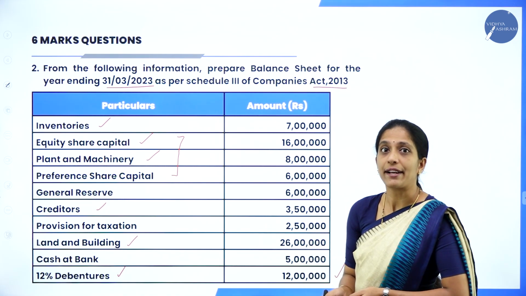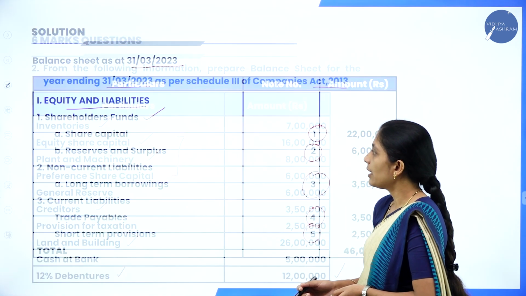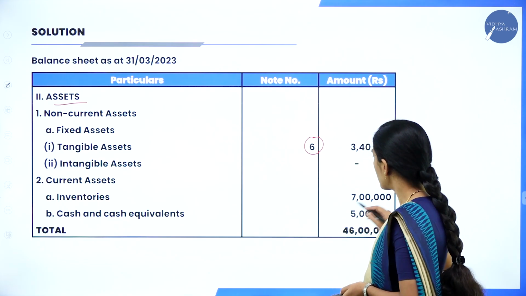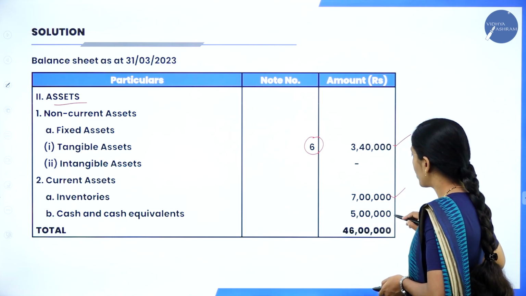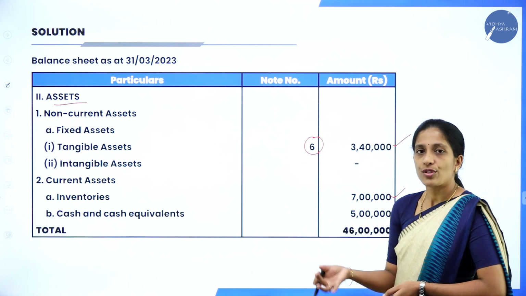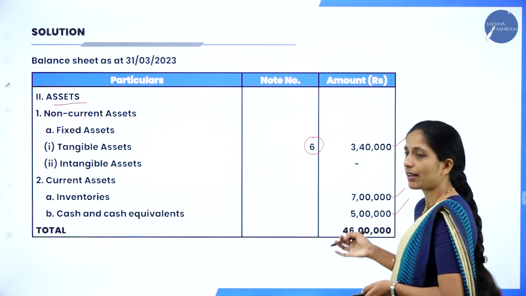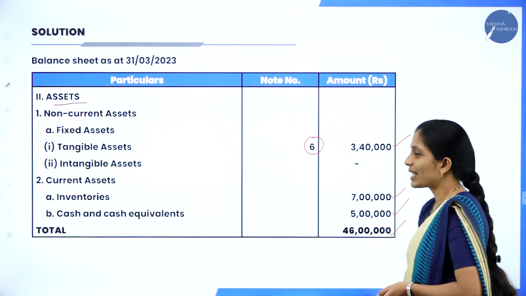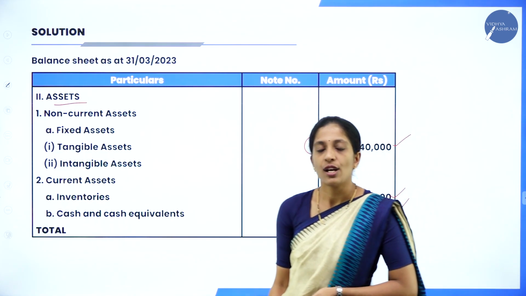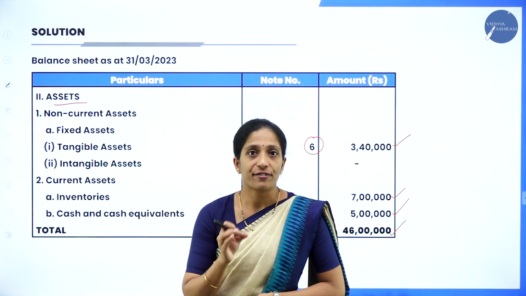So that comes under cash and cash equivalents. Okay. So we have to write inventories 7 lakh, cash and cash equivalents 5 lakh. Cash at bank is written under the heading cash and cash equivalents, so you can write it directly. So the total on both sides is 46 lakh. So hope you are clear with this, but you have to remember.